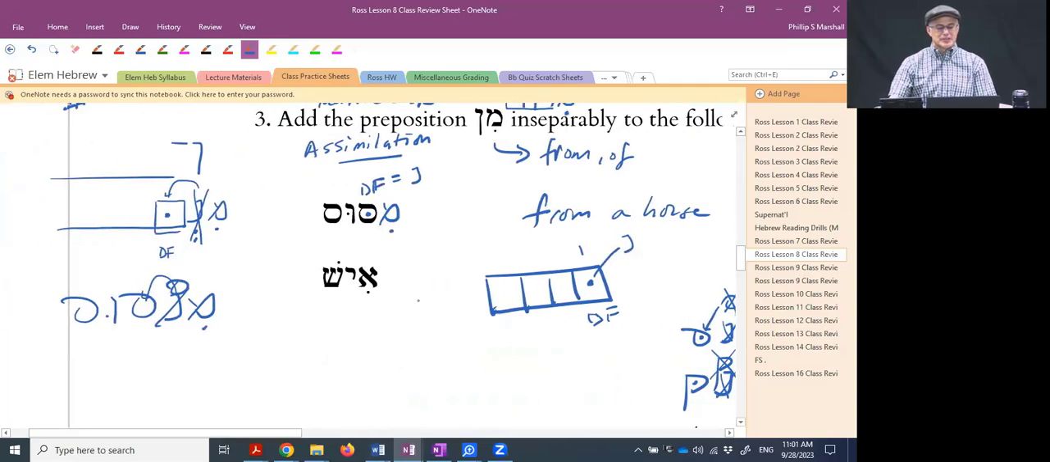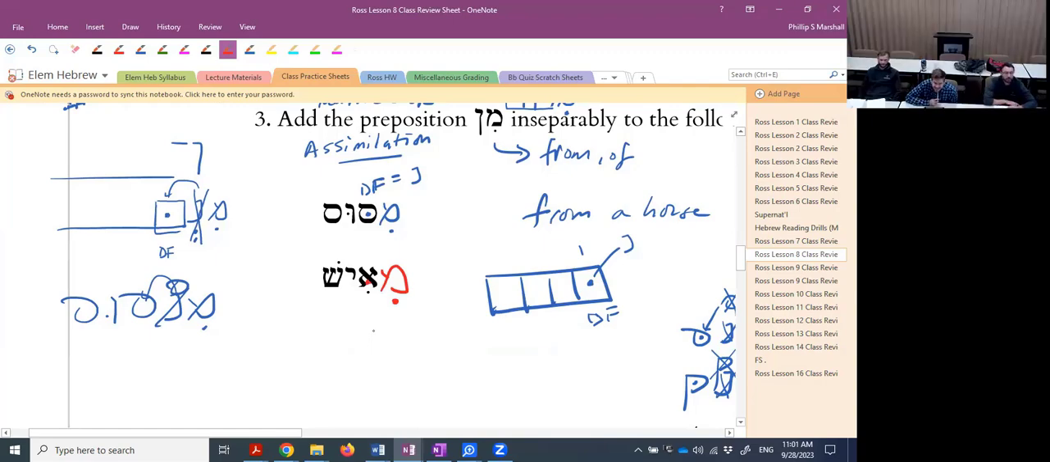Now I have ish. So the Marine Corps way would be what? I'll write this in red to make it a little bit easier to see. I'd put mi, and the nun assimilates and becomes a dagesh forte in the next consonant, right? Is that good? That's good.